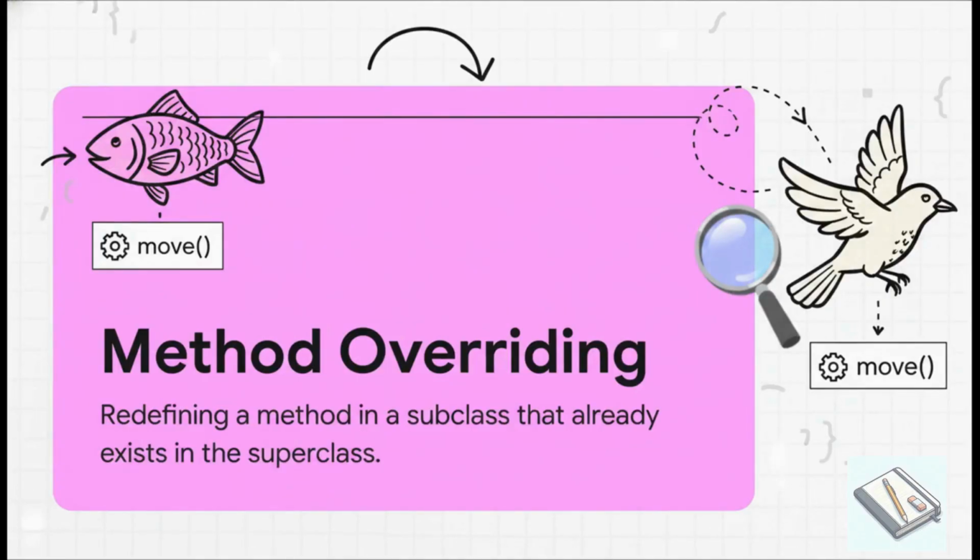It lets a child class provide its own unique version of a method that it inherited. So our fish class can override the move method to be all about swimming, while the bird class can override that same method to be about flying. Each one gets to specialize.